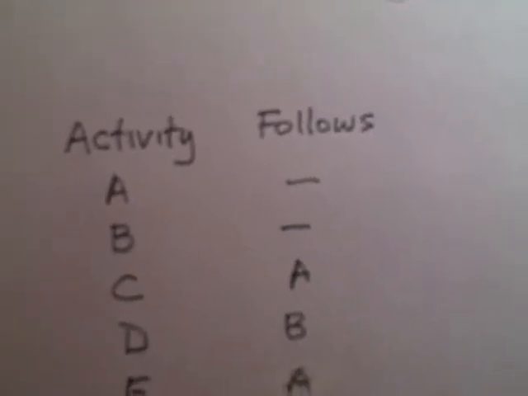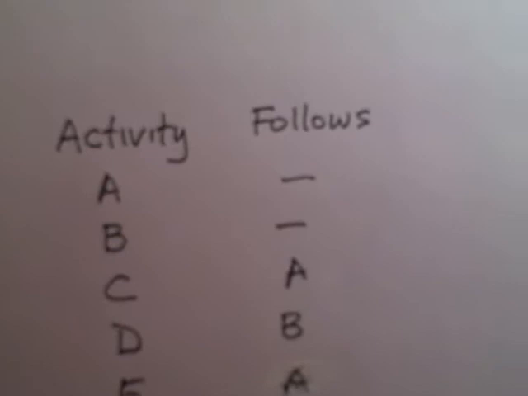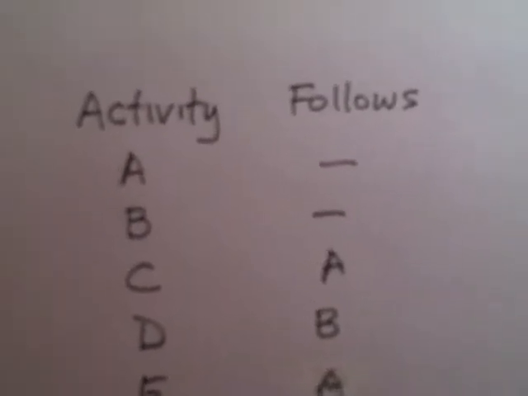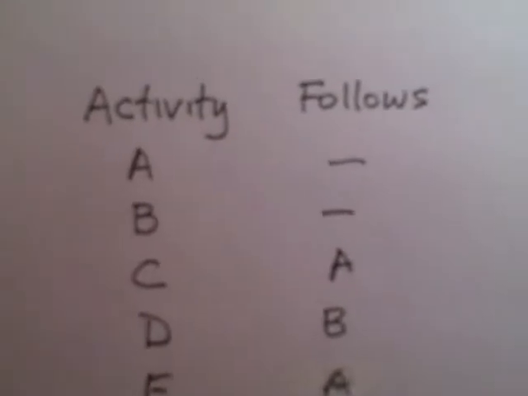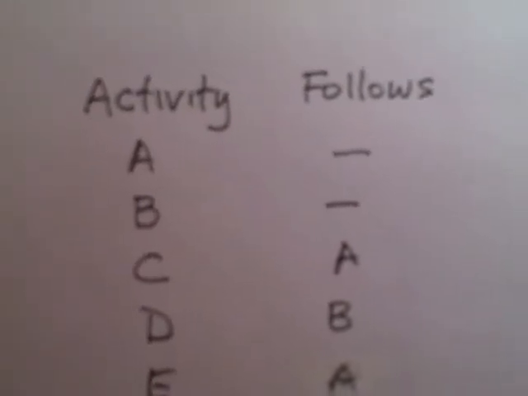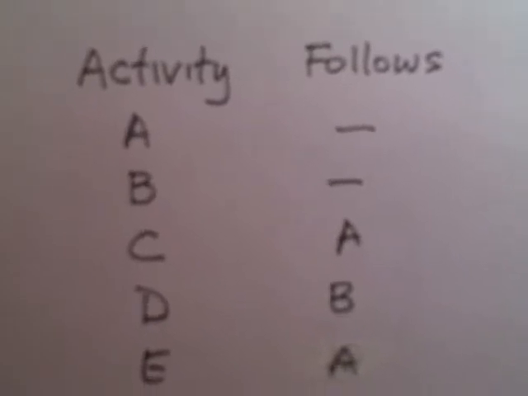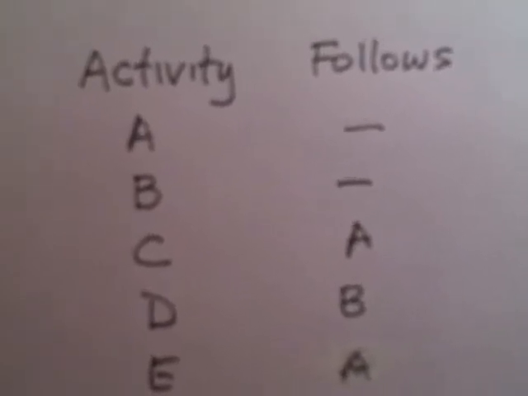Hello, this is just a short video to try to better explain how a network diagram is constructed. And we always begin with a precedence list. A precedence list describes how the activities are related to each other.